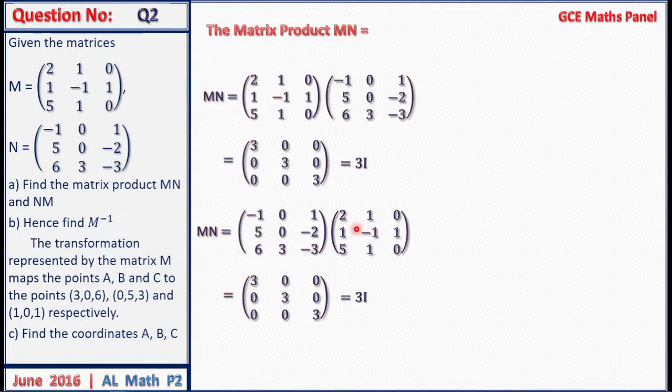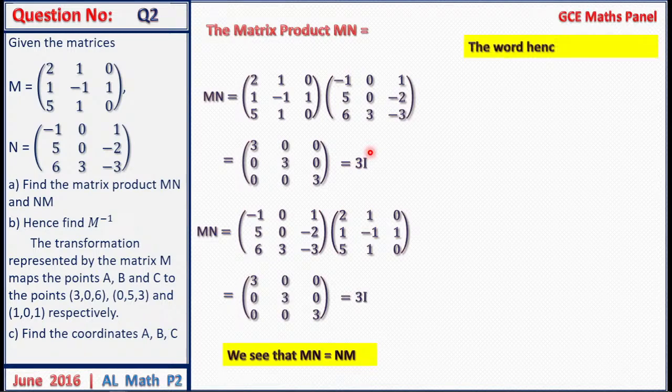How do we find the inverse of M? Normally we can use this shortcut. We have seen that MN is equal to NM. The word "hence" in the B part is very important at advanced level because instructions must be followed. It means you must continue with the results from the previous question, so we must use either NM or MN. We know that MN is equal to 3 times the identity matrix. Therefore, matrix M times 1/3 matrix N will be equal to I.